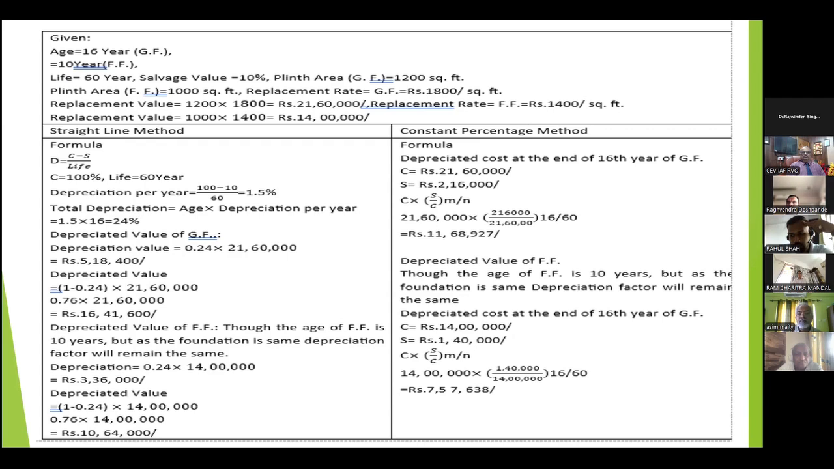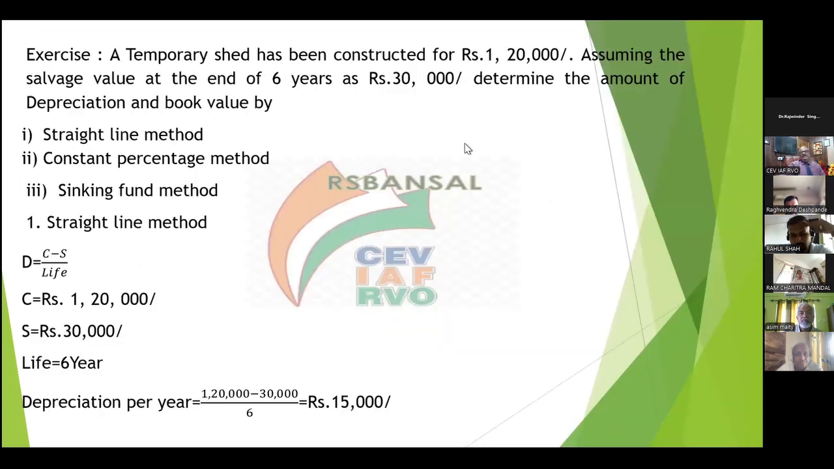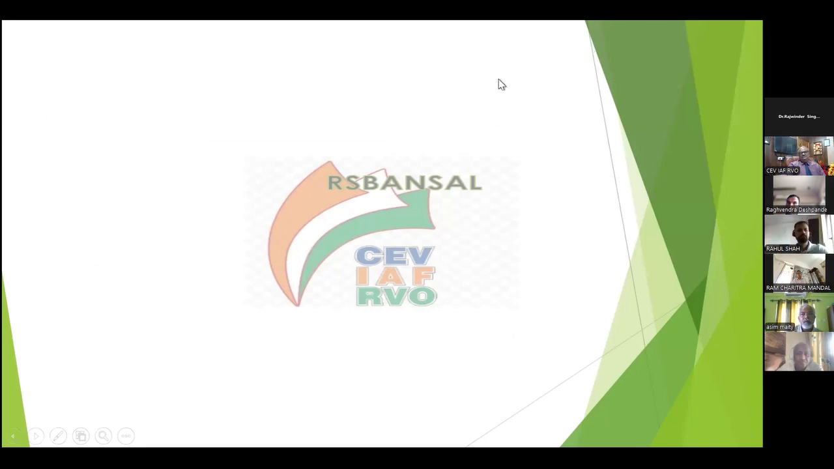So it will depend upon which formula you are using. So total value you can calculate, it does not matter. Here, if you are providing the valuation for banking purpose, then the constant percentage method will be used. And if you are providing a value for taxation purpose, then the straight line method will be used.